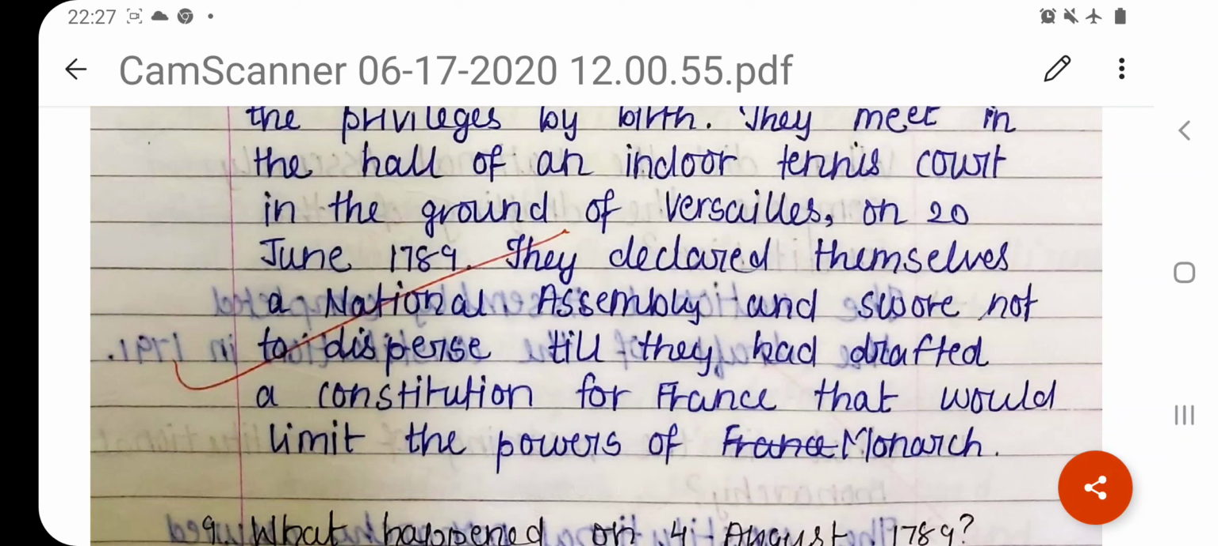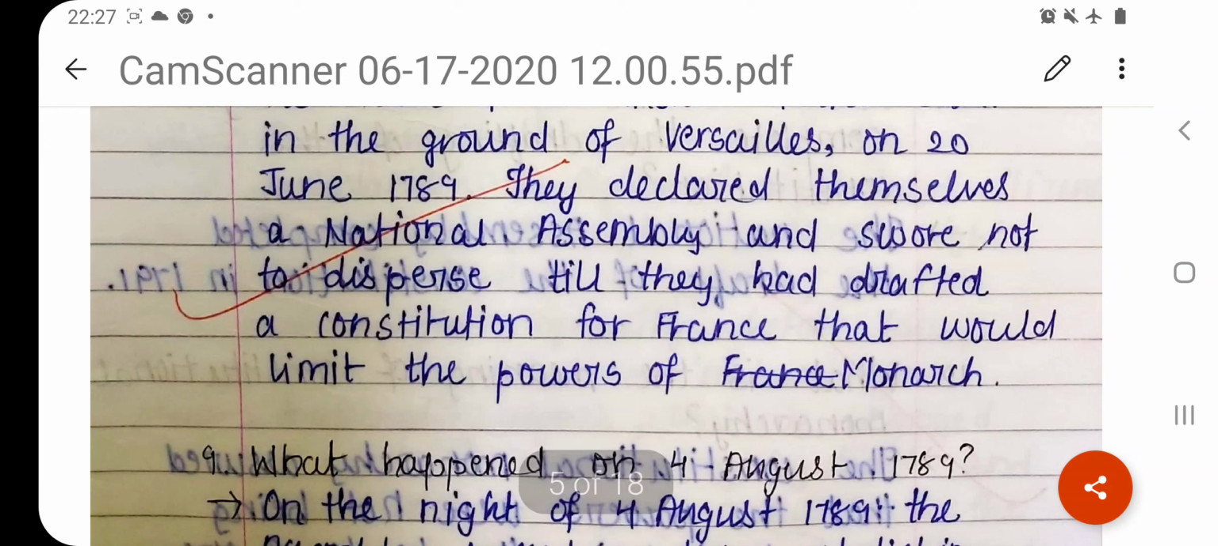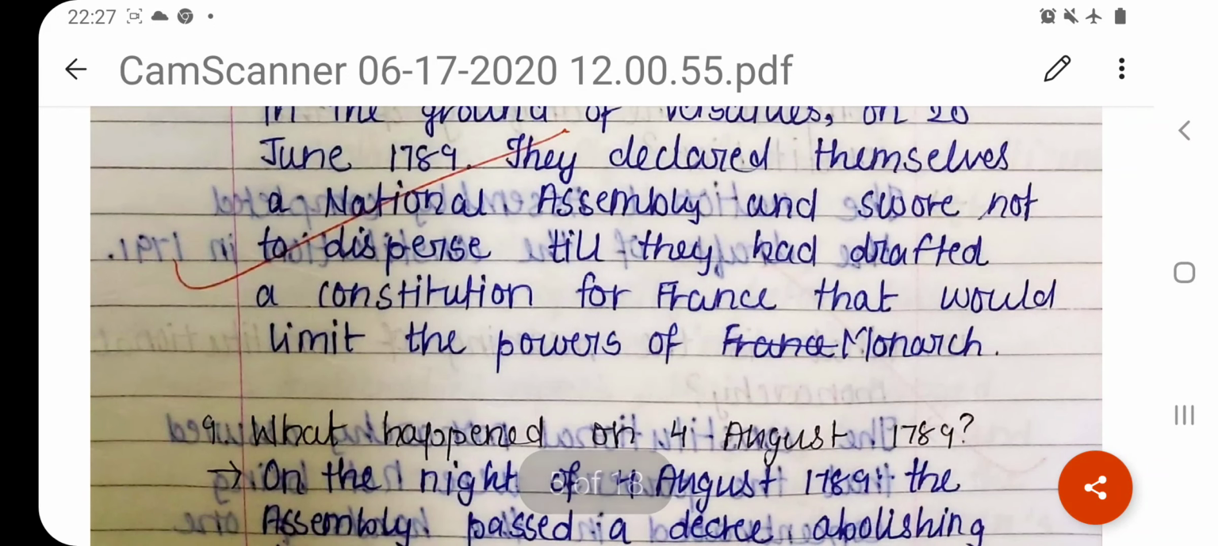They declared themselves a National Assembly. So this new parliament is now called the National Assembly, and they swore not to disperse till they had drafted a constitution of France and limited the powers of the monarch. So they decided that we are going to limit the powers of the monarch, start something called a constitutional monarchy, where the monarch doesn't have such absolute powers, and they said that we will draft a constitution and we will stay in this tennis court till everything is done.